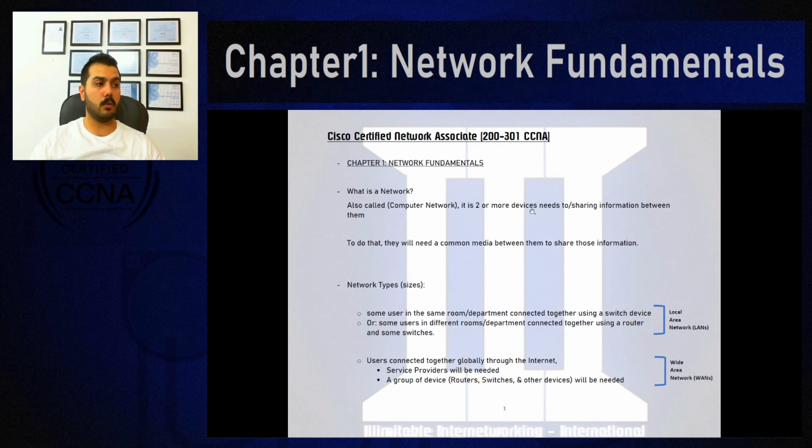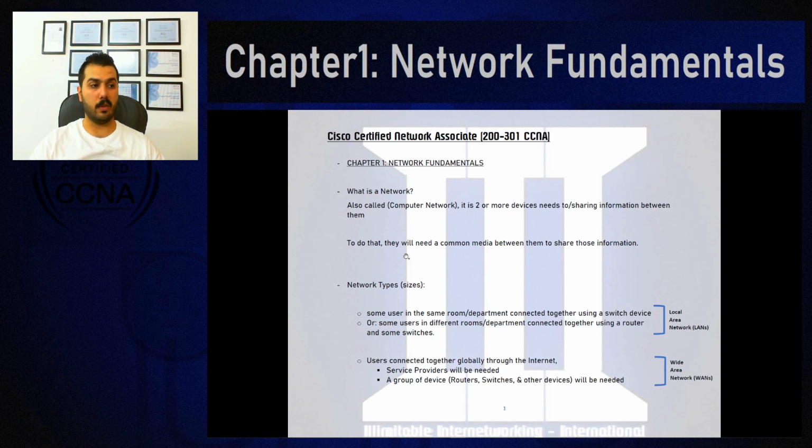It is two or more devices that need to share information or are already sharing information between each other. What we mean is any scenario where there is more than one computer, a PC, that is able to share information with another computer, no matter how the connection is established between them. This scenario of having two or more computers able to talk to each other and share information is called a network.